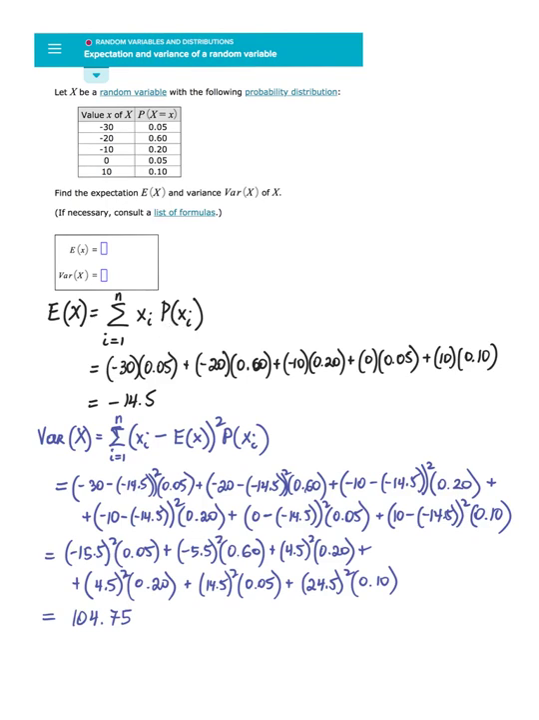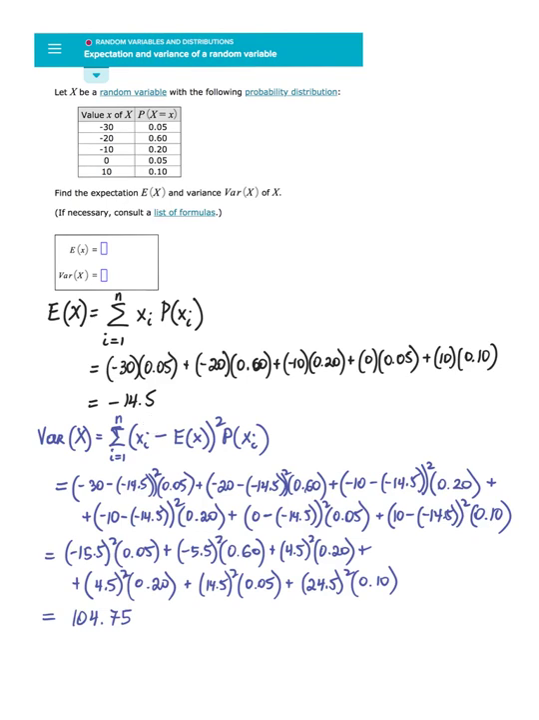So we're going to multiply -30 by the probability of its occurrence, -20 by its probability, and so on and so forth. And of course, once we do find these products, we're going to add them together. So that's where this process comes from. First value of x times its probability plus second value of x times its probability plus, and so on and so forth. The result is -14.5. So my expected value is -14.5.